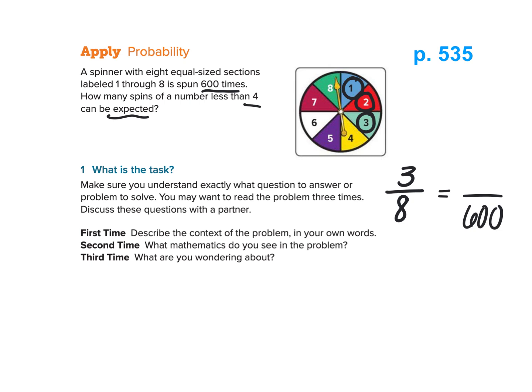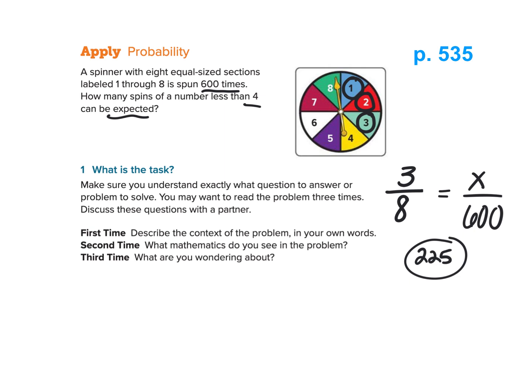So there's 2 ways you can do it. One way, you can set up a proportion. So 3 out of 8 chances, I want to know how many out of 600. So if you do it that way, I'm going to do 3 times 600 and then divided by 8, and I end up with 225.